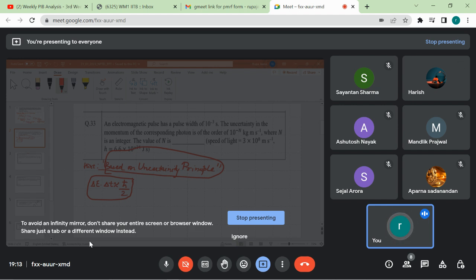So you know delta P is given to you. And C value you know 3 into 10 raised to the power 8. And delta T is also given to you. So from that put all the values, you will get the value of n. And tell me what is.